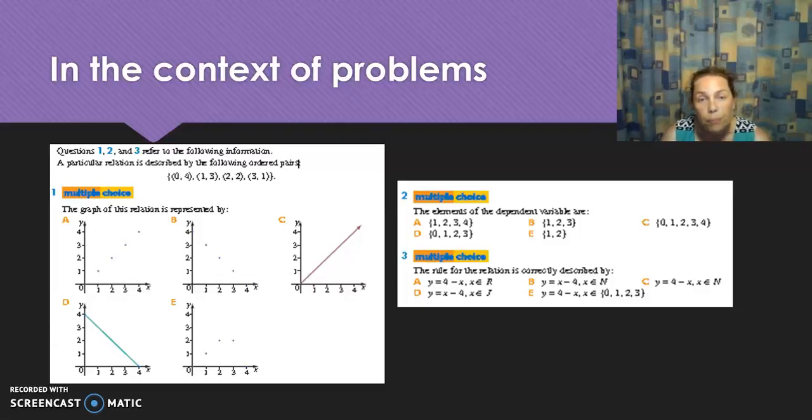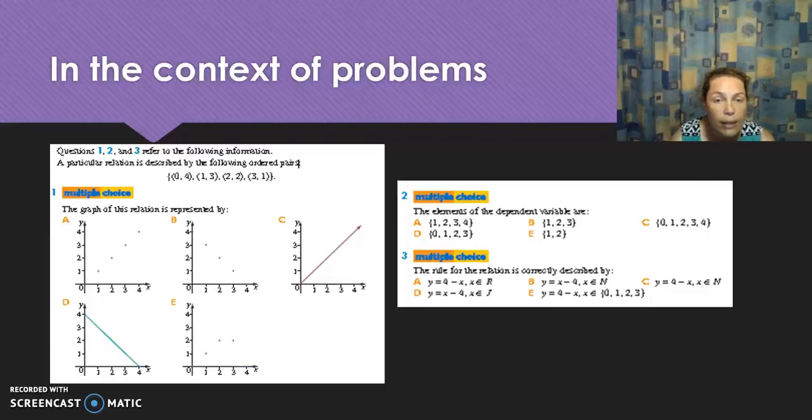Now, questions 2 and 3 relate to this. They say the elements of the dependent variable are. Now, the dependent variable is the y variable. So you can see our y values are 4, 3, 2, and 1. So we look for the answer that has 1, 2, 3, and 4 in it, which is A. And the rule for the relation is correctly described by.